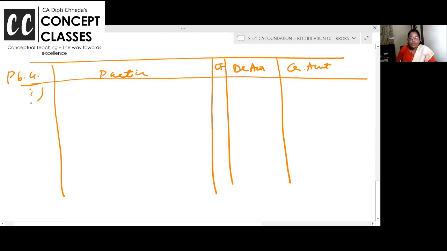Credit sales to Krishna, posted in Kishan's account. So when I have sold the goods to Krishna, Krishna account debit. Kishan account wrongly debited, so to nullify it, credit. Kishan account wrongly debited, credit.